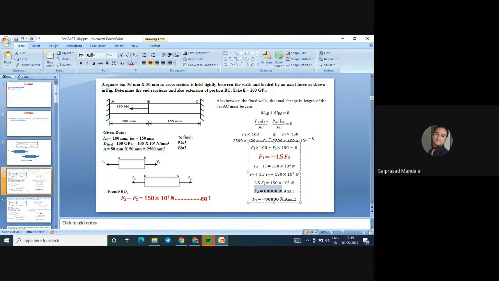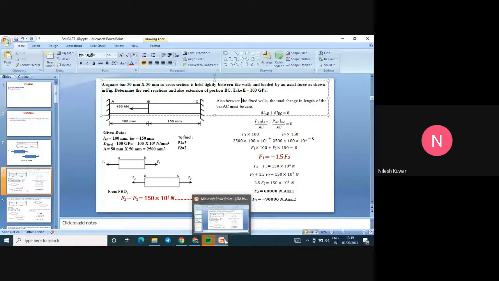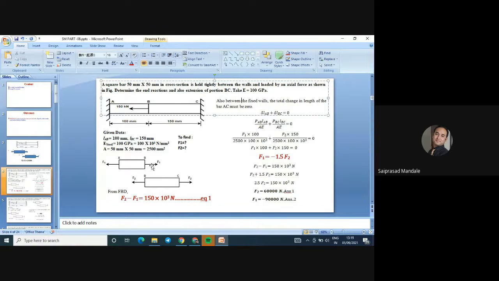What does minus 90 kilonewton represent? Compressive. Very good. Whatever sign convention we have used, it is reversed.